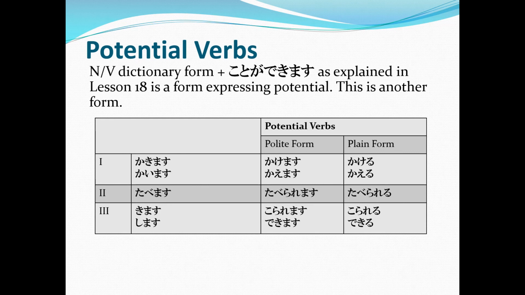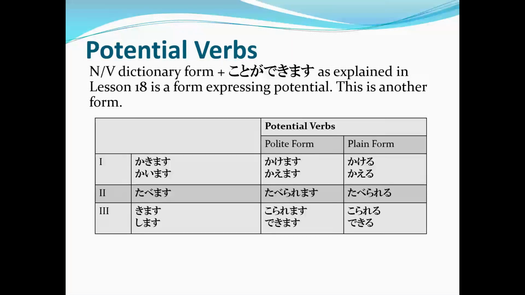Now, can you think of other group 1 verbs that you can transform into a potential verb? How about to swim, oyogimasu? Again, to swim, oyogimasu. What do you think is the potential form of oyogimasu in the polite form? Very good. It's oyogemasu, which means can swim. How about in its plain form?